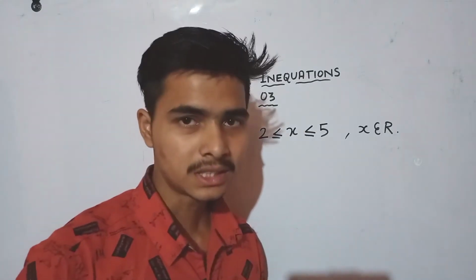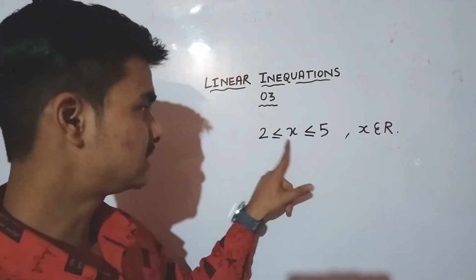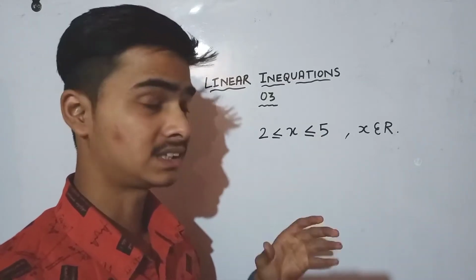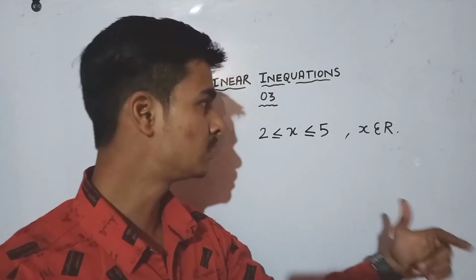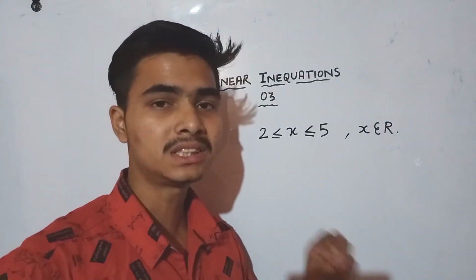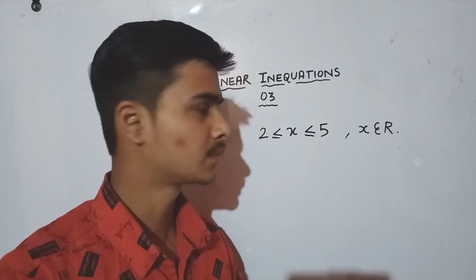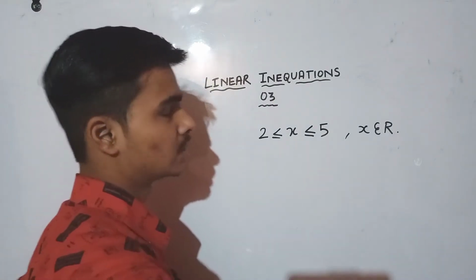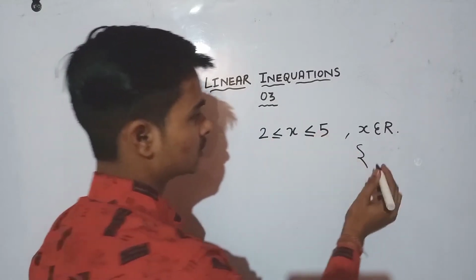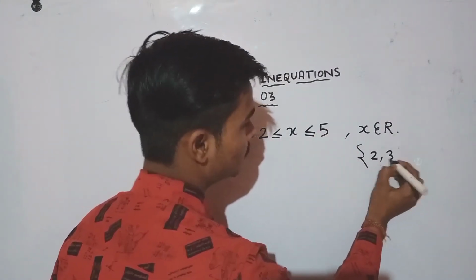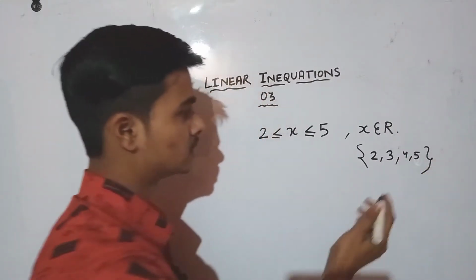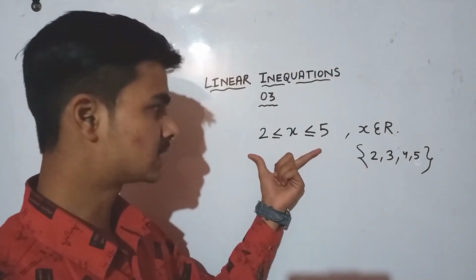Suppose I give you a condition, and according to this condition, x is greater than or equal to 2 and x is less than or equal to 5. x is greater than or equal to 2 but is less than or equal to 5, where x belongs to real numbers. Now you have to represent this on a number line. So first of all, find the solution set. Solution set means what? What are the values which we will get from this? So this implies that x will have 2, 3, 4 and also 5. So these are the values of x according to this condition.